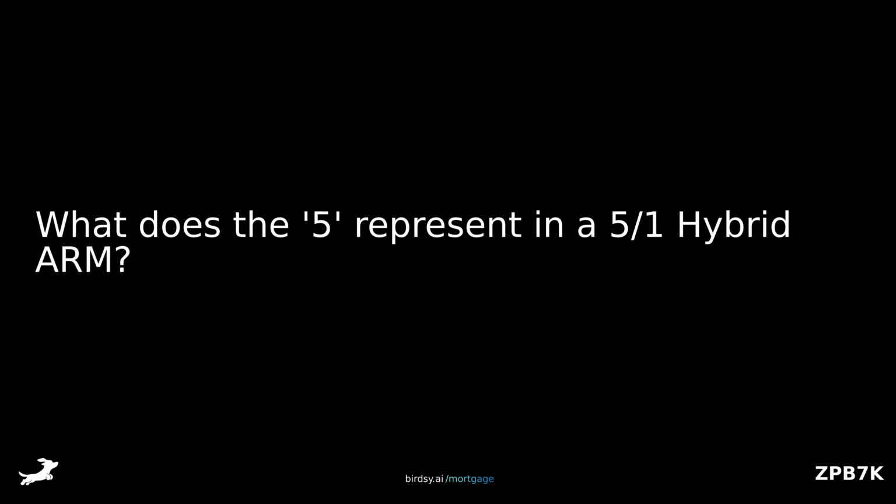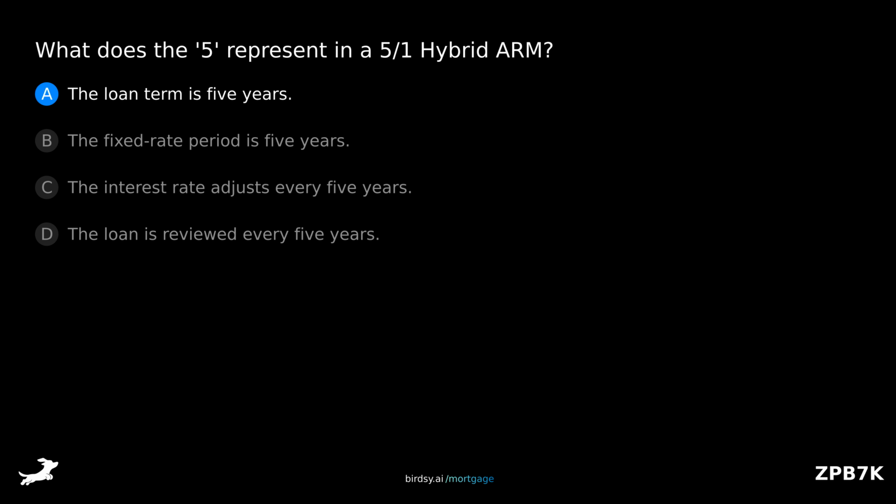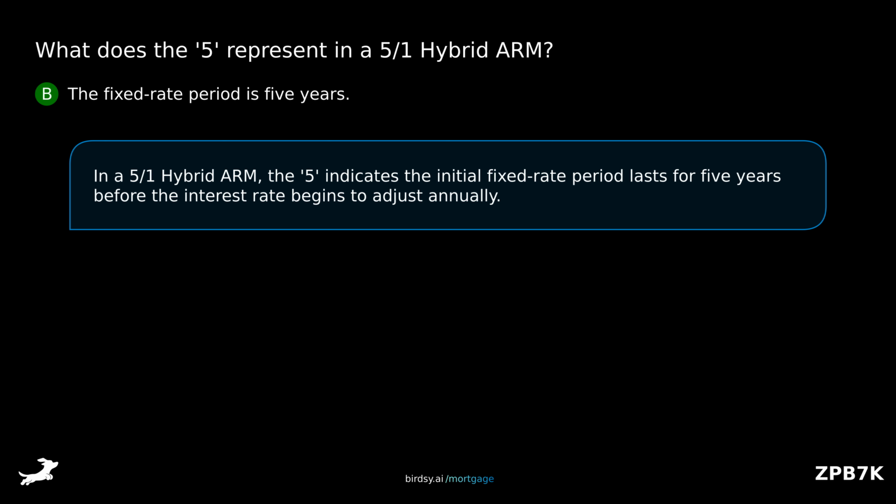What does the 5 represent in a 5-1 hybrid ARM? Is it A, the loan term is 5 years? B, the fixed rate period is 5 years? C, the interest rate adjusts every 5 years? Or D, the loan is reviewed every 5 years? The answer is B, the fixed rate period is 5 years. In a 5-1 hybrid ARM, the 5 indicates the initial fixed rate period lasts for 5 years before the interest rate begins to adjust annually.